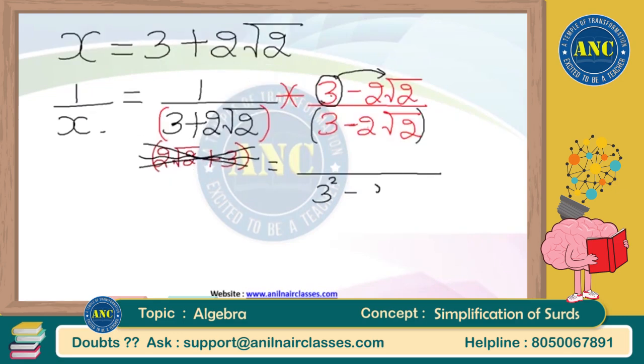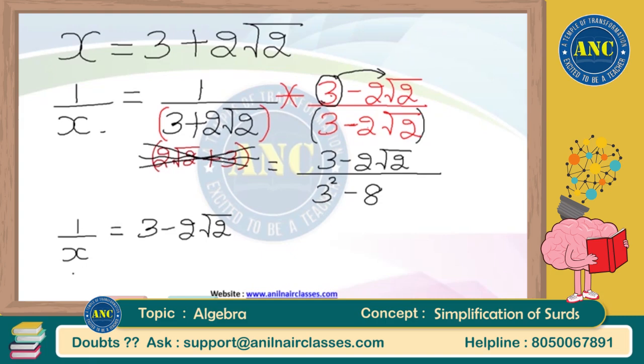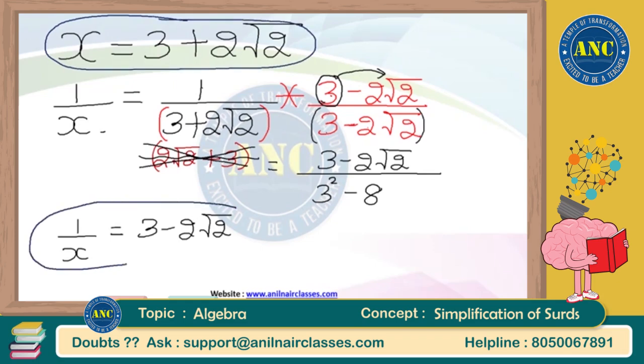So a square minus b square is 3 square minus 8. Numerator is 1 into 3 minus 2 root 2. It is nothing but 3 minus 2 root 2. That means 1 by x happens to be 3 minus 2 root 2 divided by 9 minus 8. 9 minus 8 is nothing but how much? It is nothing but 1 in the denominator. That means, can I say that if x is 3 plus 2 root 2, then definitely 1 by x, which is the reciprocal of it, will become 3 minus 2 root 2.